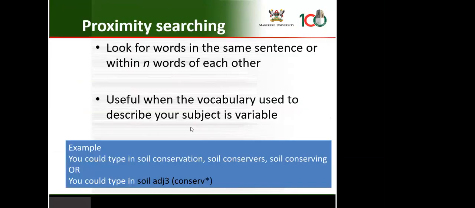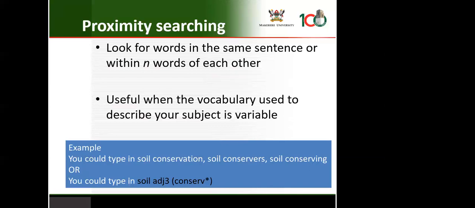The other technique is called proximity searching. Why? I wanted to retrieve woodland and woodlands. Of course, that is when you are truncating.